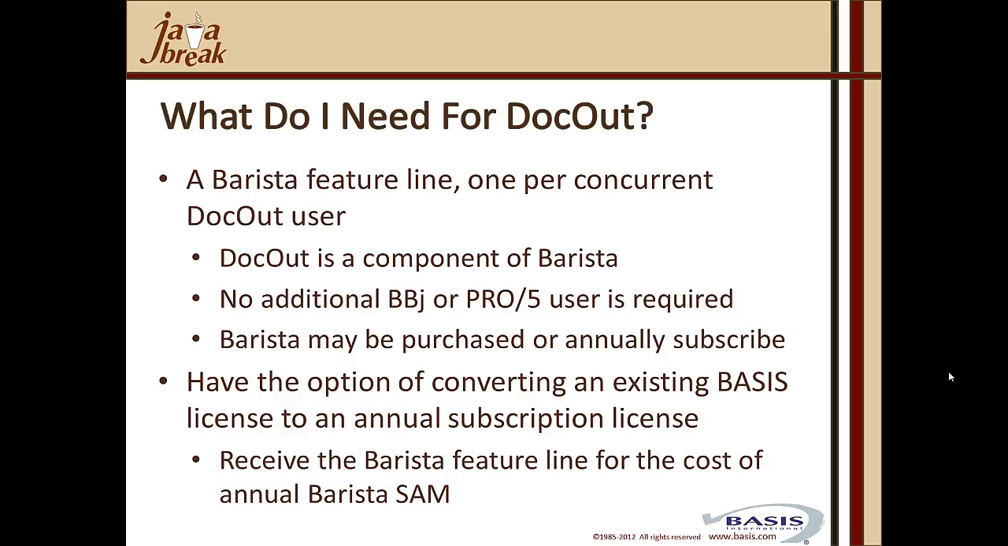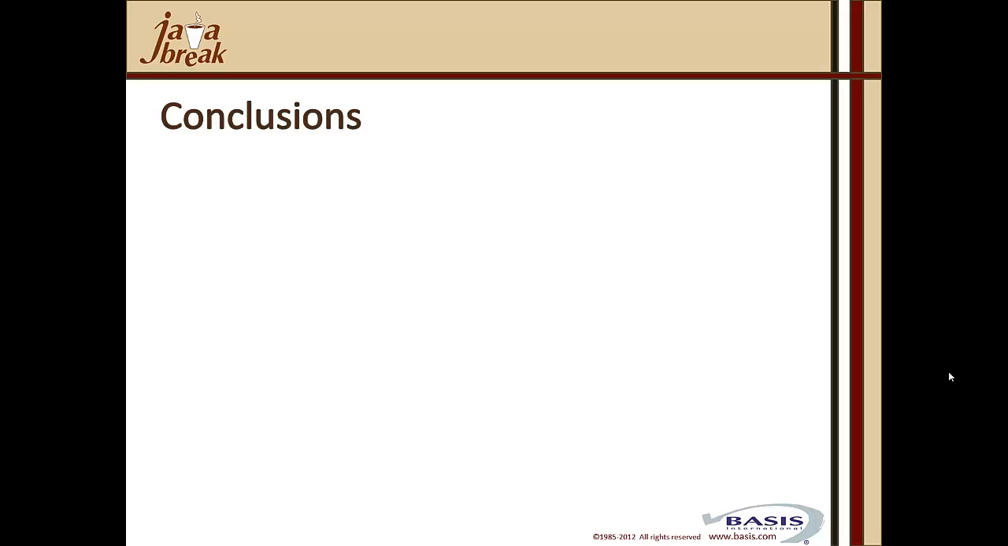And there's some great news. If you aren't already aware of it, we do have a promotion where you can convert existing Basis licenses to a current license on an annual subscription, and you can receive the Barista feature line merely for the cost of the annual Barista SAM fee. So contact your account representative to find out about this exciting offer and how you can take advantage of retrofitting your code with DocOut and/or with iReport.